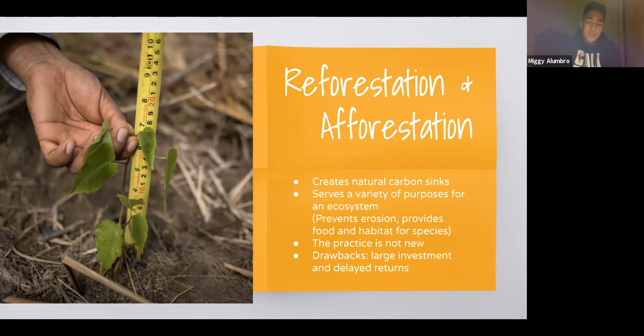And we'll also learn lastly that there are some drawbacks with it regarding land use, and that it has a very slow rate of returns.